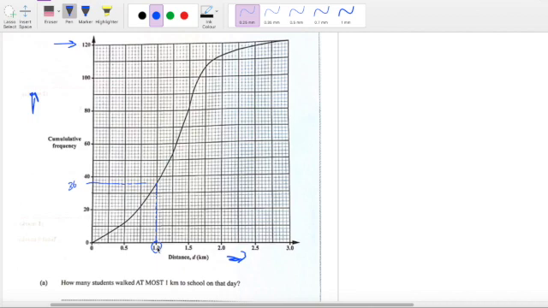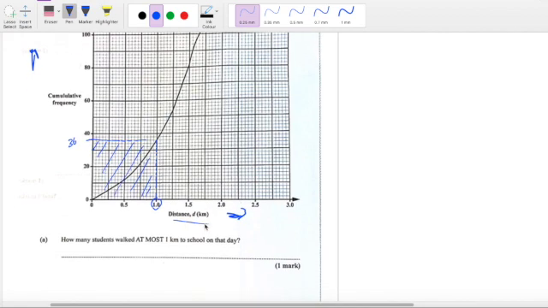36 students walked a distance of 1 kilometer or less. They didn't walk more. So 36 students walked at most 1 kilometer or less. So 36 students.